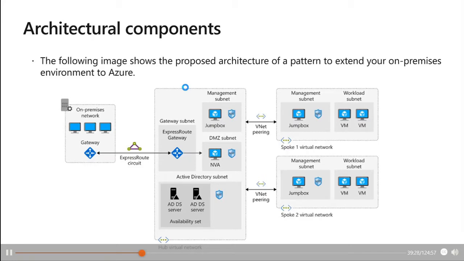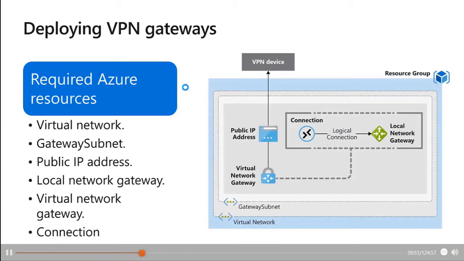Then I have on the right two other virtual networks that also have a jump box subnet to do the management, and they also have workload subnets. They could be web servers, they could be SQL databases, API servers, you name it. So they could be whatever we need them to be in order to host our workloads. Deploying VPN gateways.